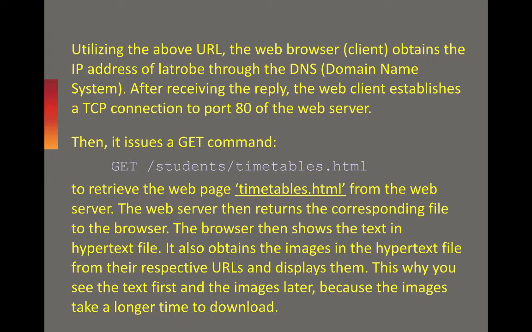When the server sees a GET command, it then knows what to do. This GET command is part of the standard HTTP protocol. The standard way to handle a GET command is to look for the directory students in this example, and look for the file called timetables.html. And once the server finds that, it then sends this HTML document all the way back to the client. If the web page has images, then you can grab the images as well.